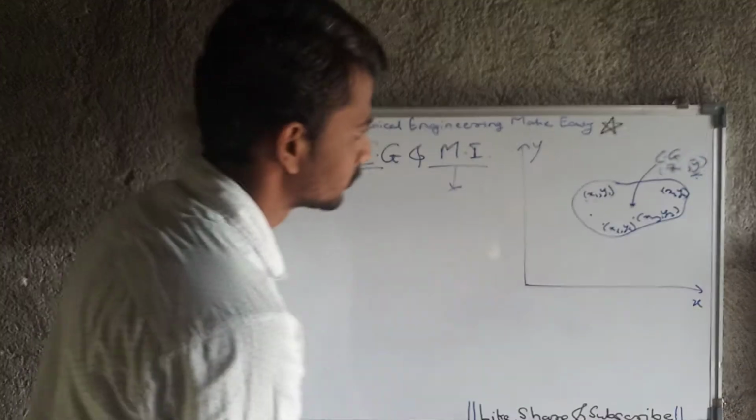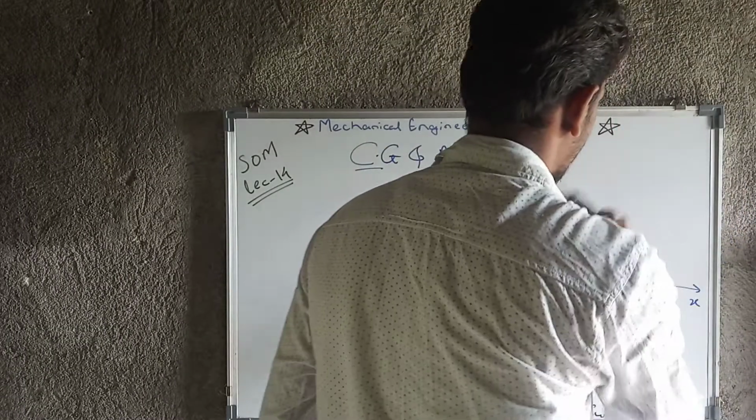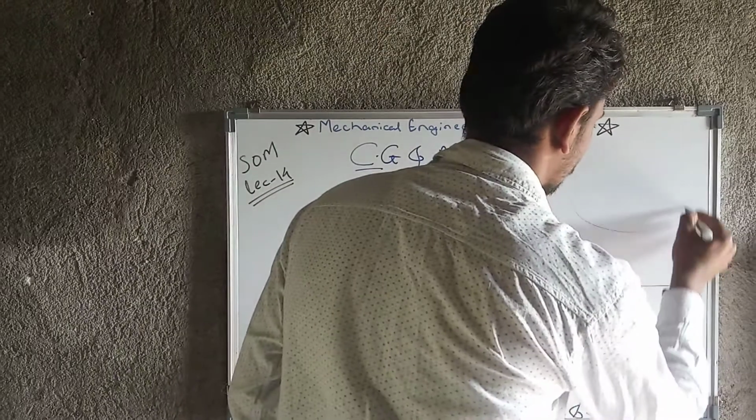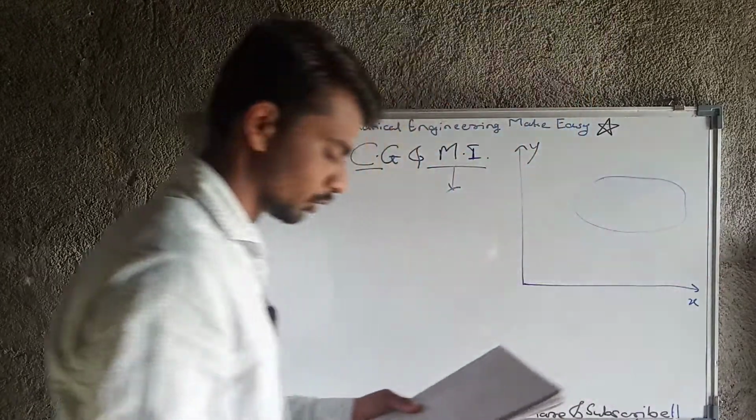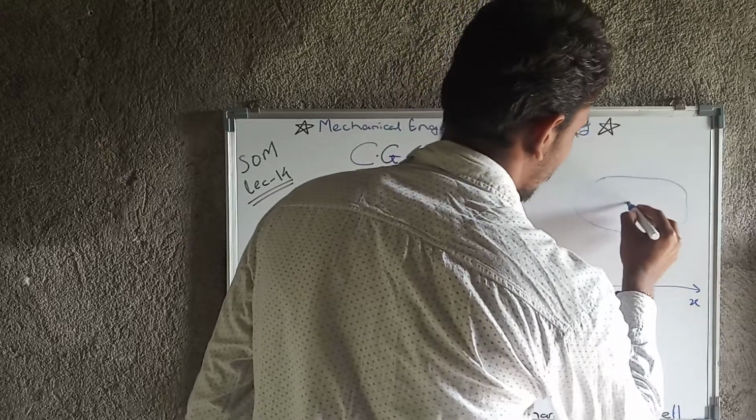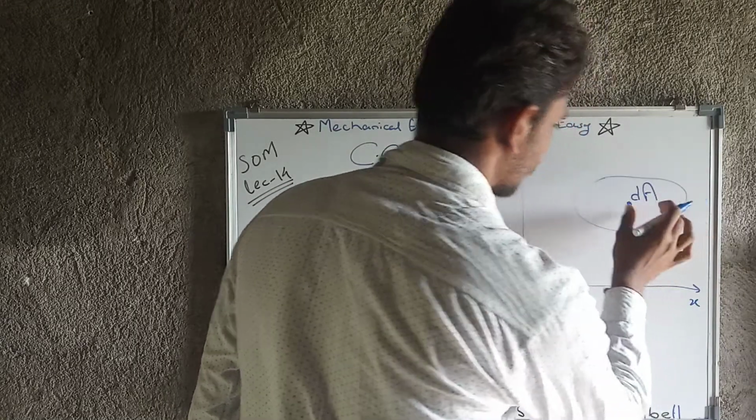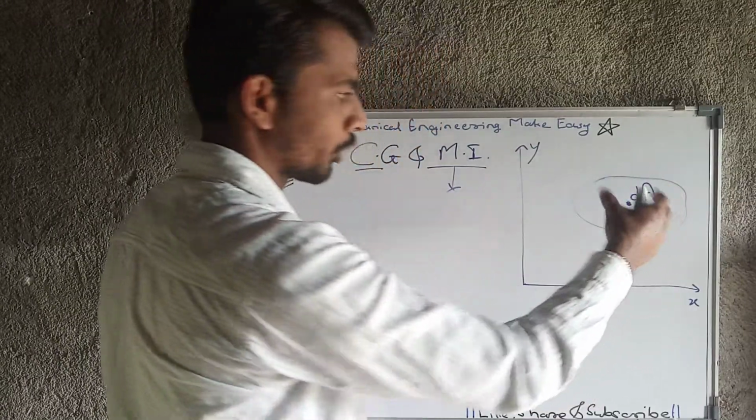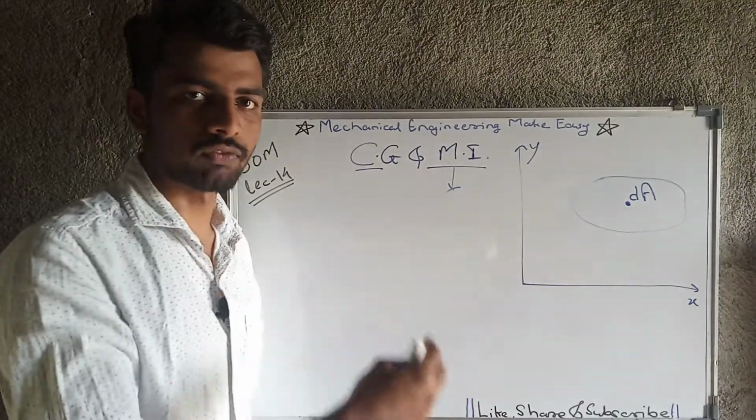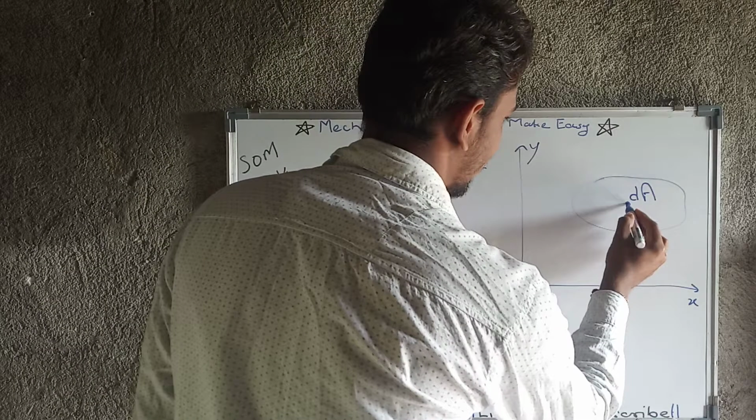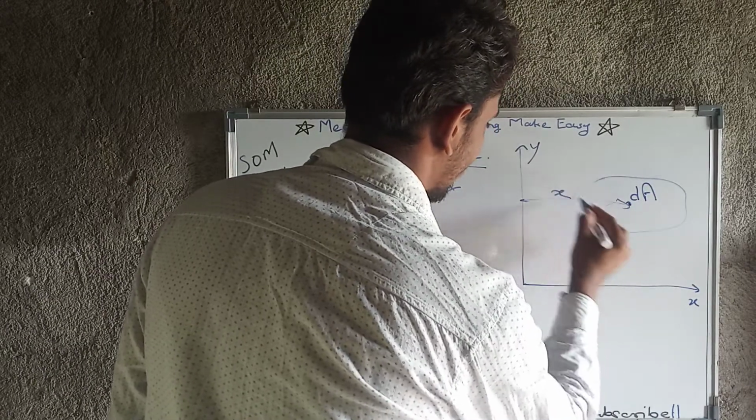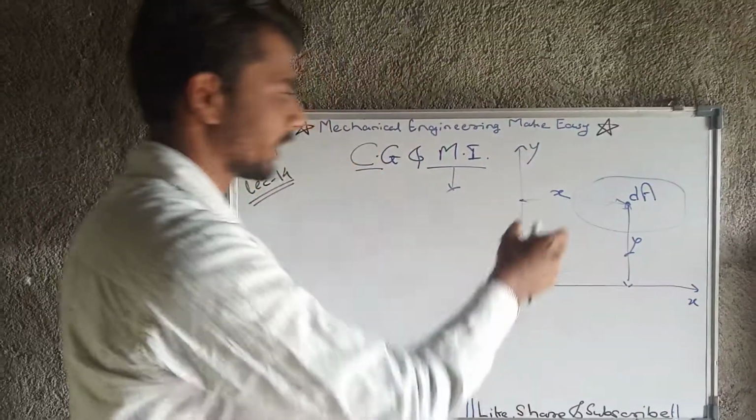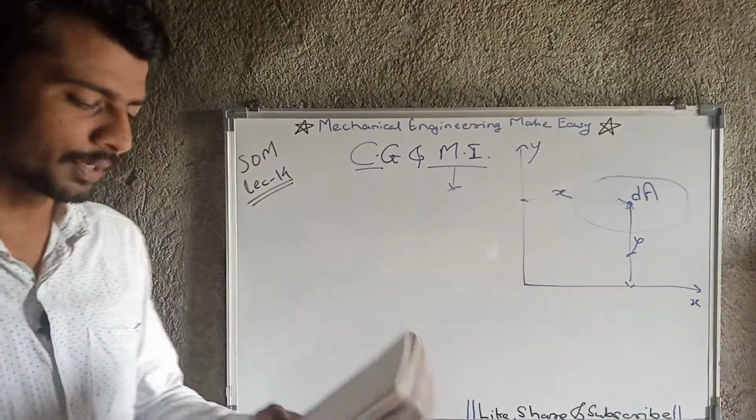So for that, I will just draw one figure here. Okay, so this is one body. We have considered only one small section, dA. The whole area of the body will be capital A, and we have considered one small section, which is dA, which has this x component and this y component.